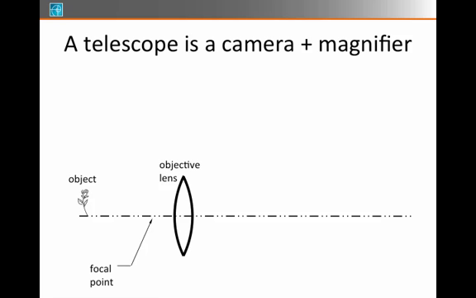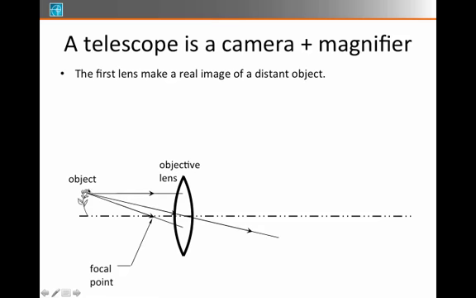Imagine I have an object and it's way out, far, far away, well in front of the focal point of the lens. Remember the focal point: if you stand right here at the focal point, then rays come out parallel from the lens. This first lens is generally called the objective lens. And we want to make a real image of this distant object.